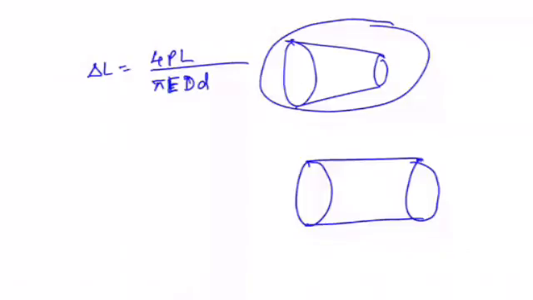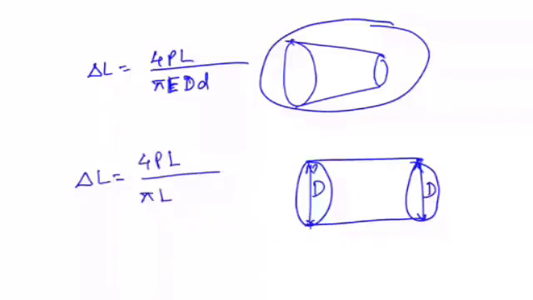Now instead of having a conical bar, if I have a cylindrical bar, where you can see the diameter is d here and the diameter is also d here, in that case the total elongation will be equal to 4PL by pi E into d square.